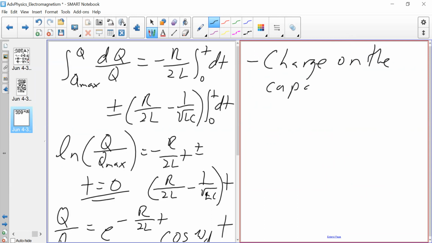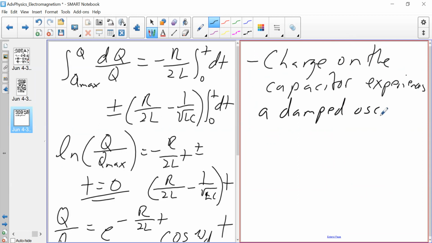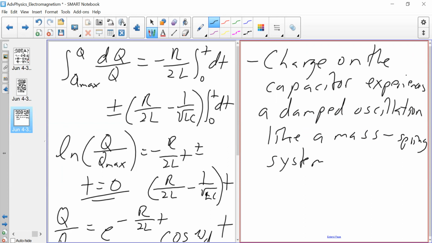So the charge on the capacitor experiences a damped oscillation, if you will. Basically, the current in the circuit gets damped over time, like a mass spring system with resistance. Very beautiful. Really look back and appreciate what's going on here.